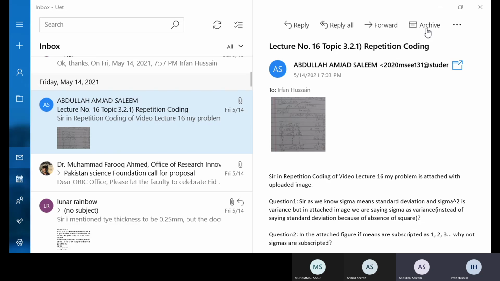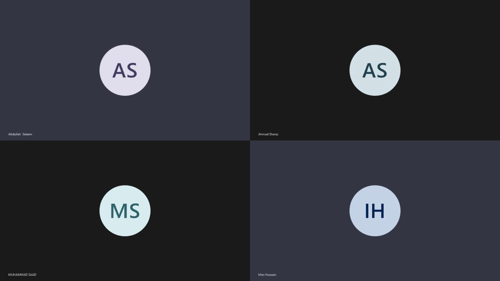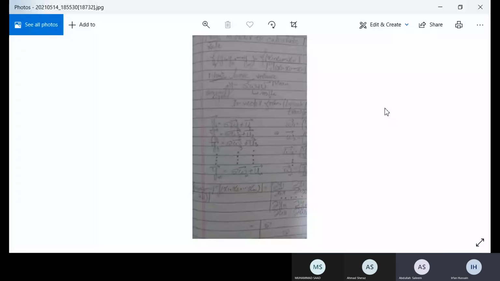हाँ? अच्छा चलिए कोई बात नहीं, मैं शेयर करती हूँ. हाँ जी, आई थिंक एवरीवन कैन नाउ सी.